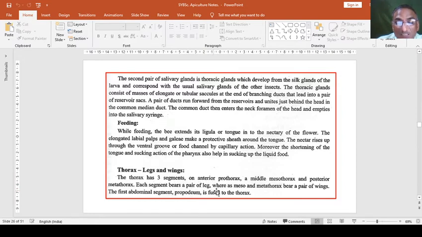Whereas the meso and metathorax bear a pair of wings. These two last thoracic segments bear a pair of wings each, which means four wings. One pair is flying wings, the second pair is protective wings. In this way, the first abdominal segment, the propodeum, is fused to the thorax. The first abdominal segment is the propodeum, and that is fused to the thorax and looks like a continuation of the body segments.